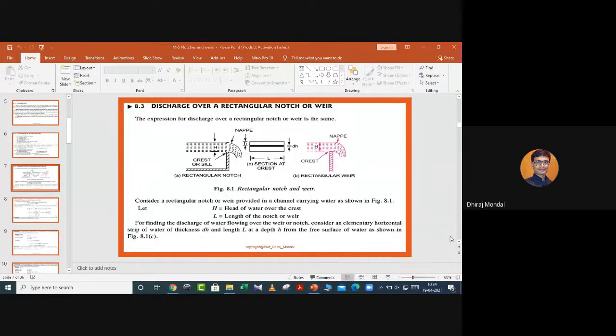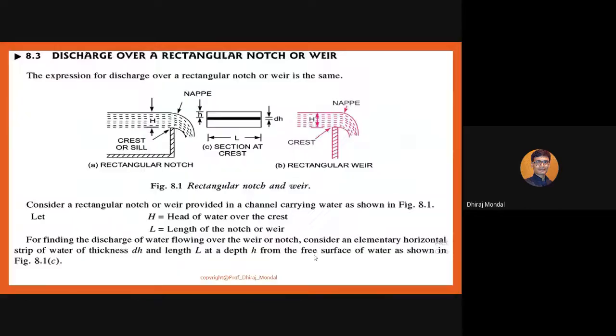So here you can see this is a rectangular notch, and this is your nappe, the sheet of water, and this is the crest. If I am taking a weir, then this is the masonry structure. Here this point, the upper edge of the weir is called your crest, and this is the lower edge, from where water is flowing. So this is your crest, this is your weir, this one is your notch.